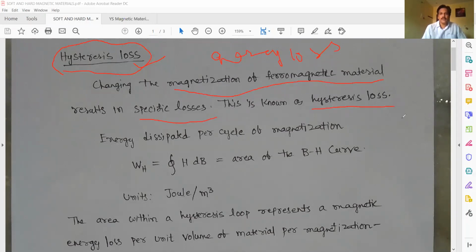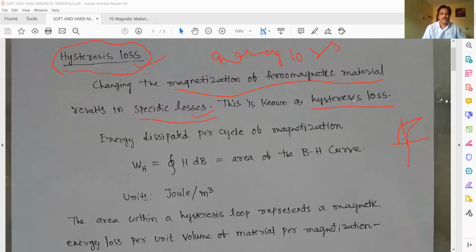Okay, the material is magnetized, and I want to demagnetize the material. Once the material is magnetized, to demagnetize it you have to spend a lot of energy. So that's why changing the magnetization of ferromagnetic material, meaning magnetization to demagnetization, results in specific losses. This loss is known as hysteresis loss.